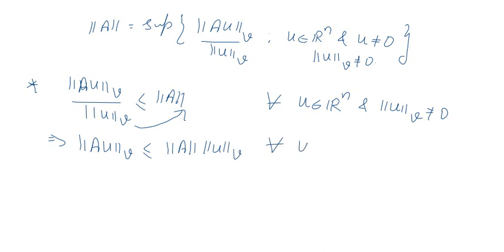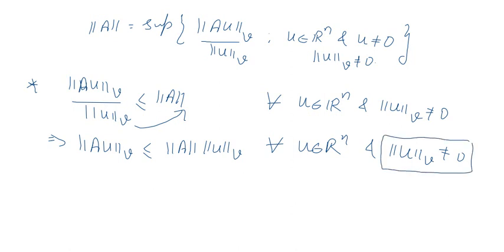So for all u in Rn, the norm of Au ≤ ‖A‖‖u‖, where ‖u‖ is non-zero. Now I can remove the condition that the norm of u is non-zero, because if the norm of u is 0, both sides are 0, since the norm of u is 0 if and only if u is 0. So I can remove this condition from here. This is also true for the norm of u equal to 0. For the zero case, there is nothing to prove. For a non-zero vector, we will have this.